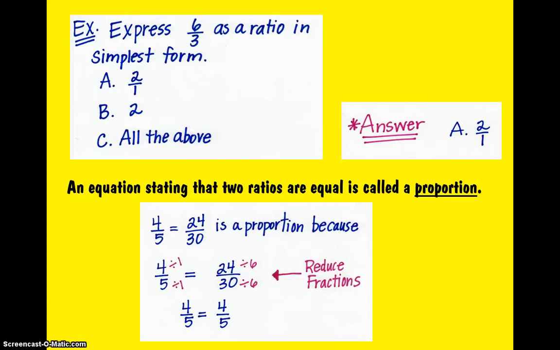An equation stating that two ratios are equal is called a proportion. 4/5 is equal to 24 over 30 is a proportion because if you were to take each of these fractions and reduce them, 4/5 can be divided both top and bottom by 1, and 24 over 30 can be reduced by the number 6. And if you do that, you get 4/5 is equal to 4/5. These fractions are equal to each other, therefore they are called a proportion.